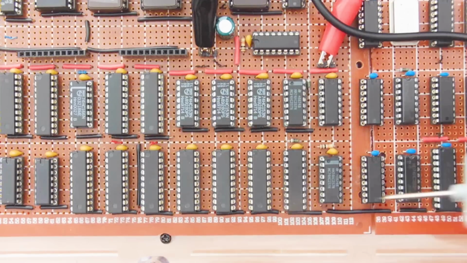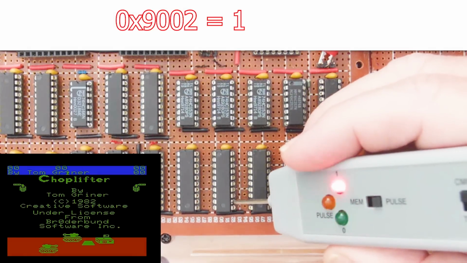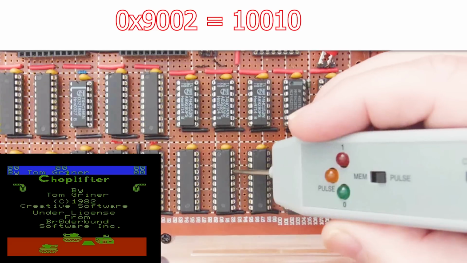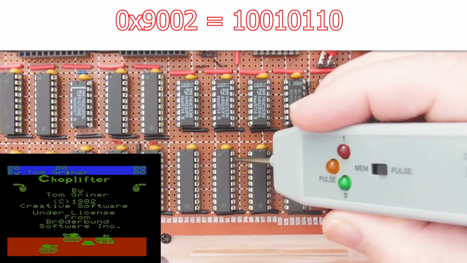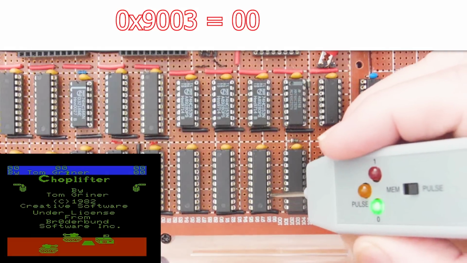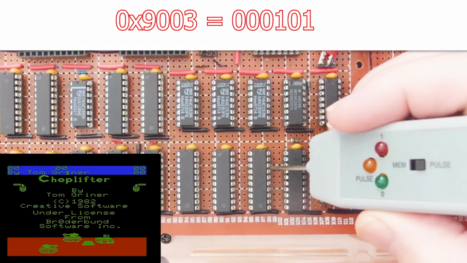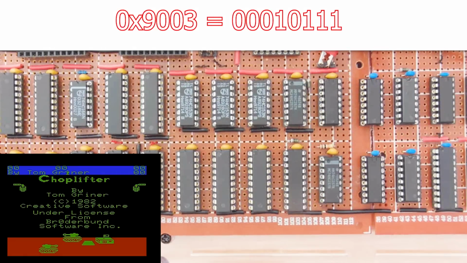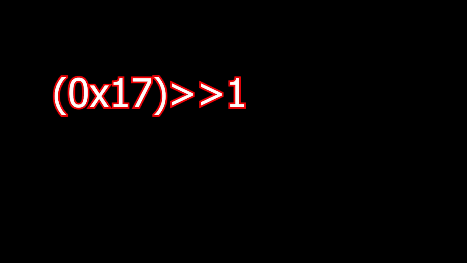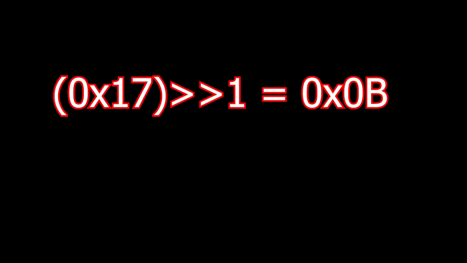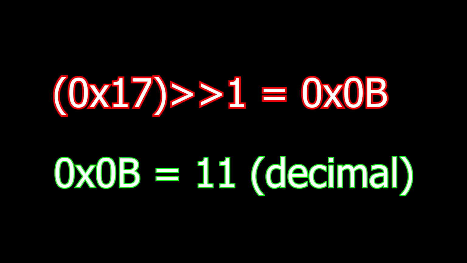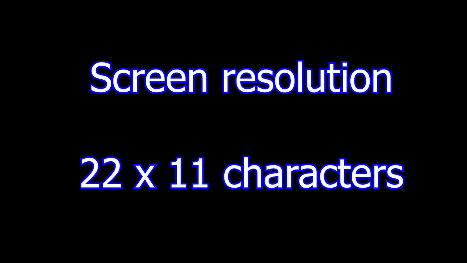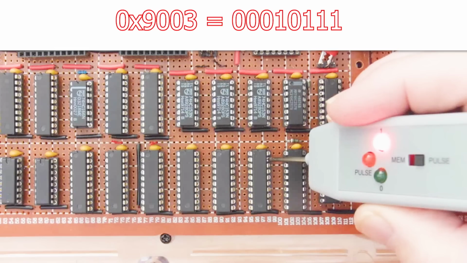But now, let's see what's happening with Choplifter. The register at 9002 is 96 hex. If we chop off the top bit, we get 16 in hex, which is 22 columns, which is basically the same as before. But now, 9003 has 17 hex. If we shift right by 1 bit, the number of rows is B hexadecimal, which is 11 rows. 22 by 11 characters. That's a bit odd. And why is the bottom bit set?